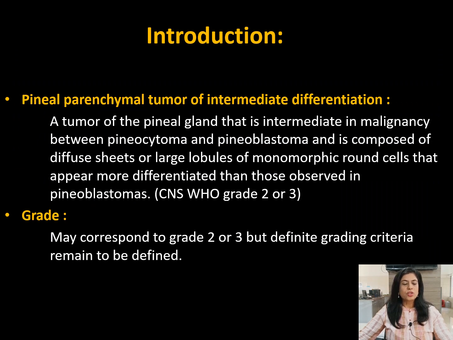So coming to introduction, pineal parenchymal tumor of intermediate differentiation is a tumor of the pineal gland that is intermediate in malignancy between pineocytoma and pineoblastomas and is composed of diffuse sheets or large lobules of monomorphic round cells that appear more differentiated than those observed in the pineoblastomas. Now, these may correspond to grade 2 or 3, but definite grading criteria remain to be defined.